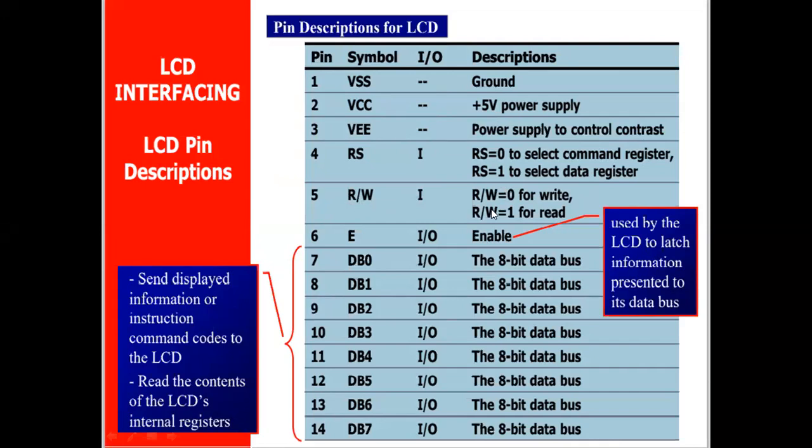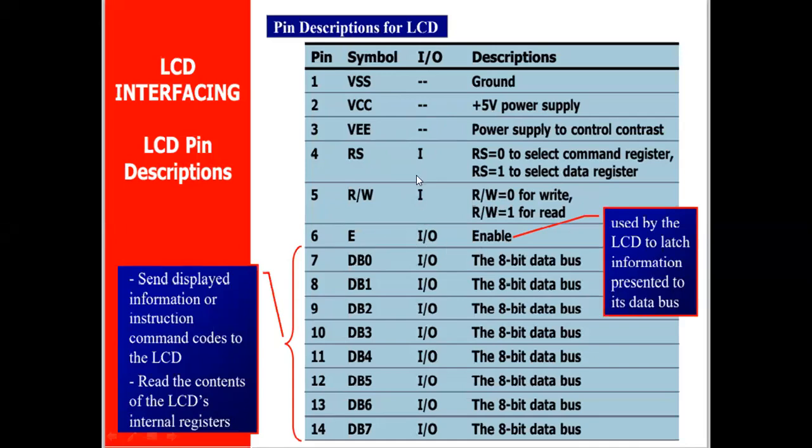And read by write bar means the microcontroller can write the data to the LCD or it can read the data from the LCD. When read by write bar equal to 0, the microcontroller can write the data to the LCD. When read by write bar equal to 1, the microcontroller can read the data from the LCD. Most of the time we are writing the data into the LCD in this lab.